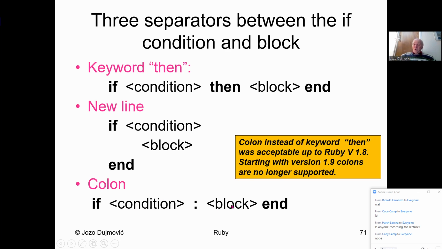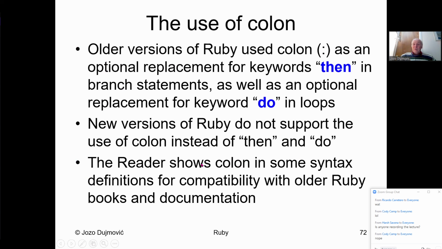Colon is no longer supported. It used to be like this, but it is no longer that way. So colon was a replacement for then and do. Practically, then is a short word and do is even shorter than that. So there is no benefit of using colon to replace them. Therefore, colon is no longer used, but you are going to find it in literature. So new versions of Ruby do not support this colon anymore.